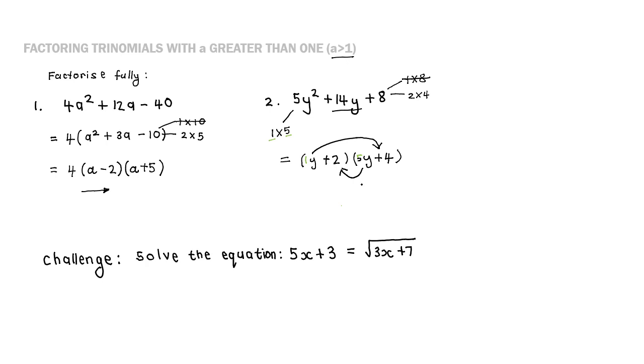Now, by convention, we obviously don't write this 1 in front of this y, right? So we can just rewrite this as y plus 2 times 5y plus 4. Right, so that's that trinomial fully factorized. There we go.